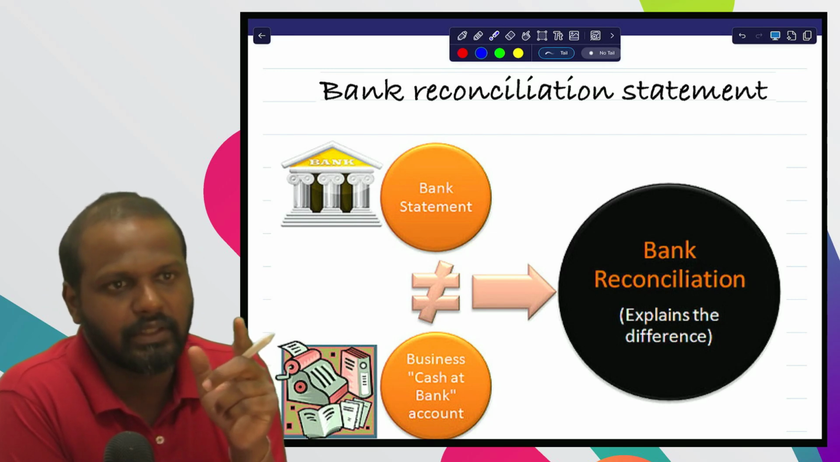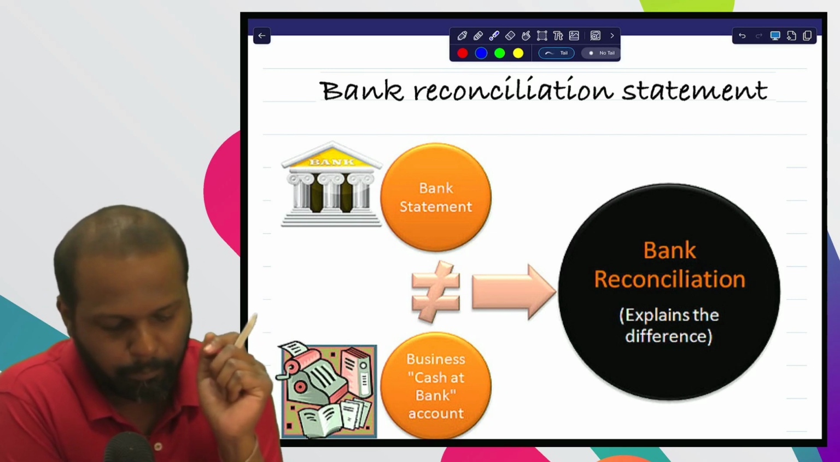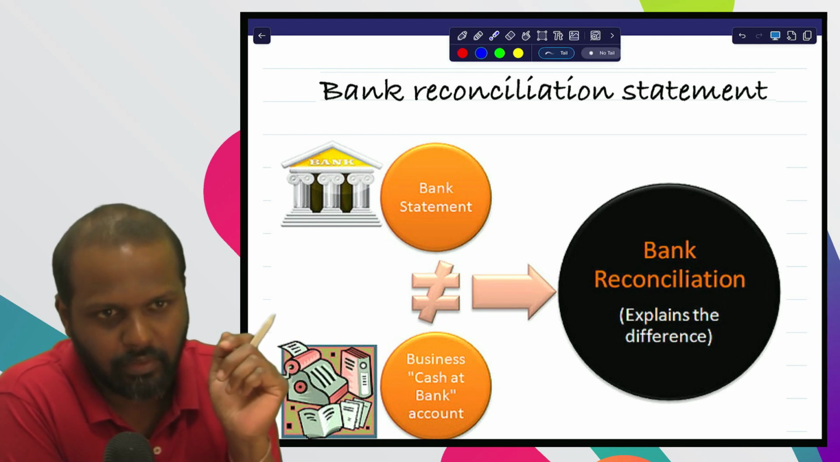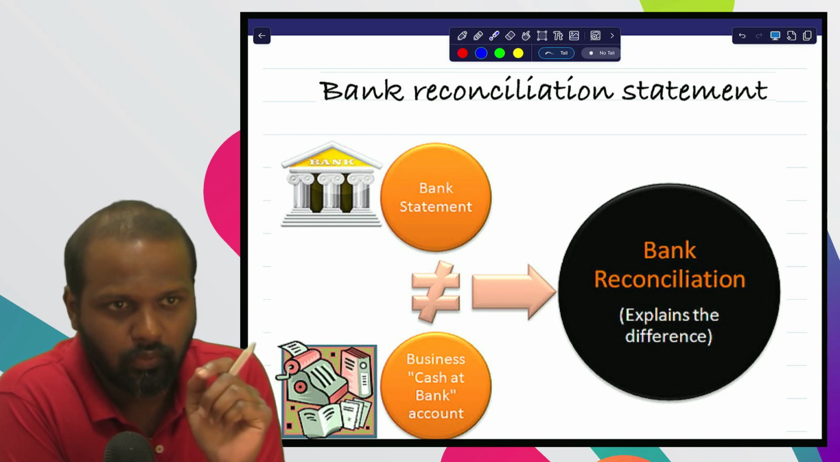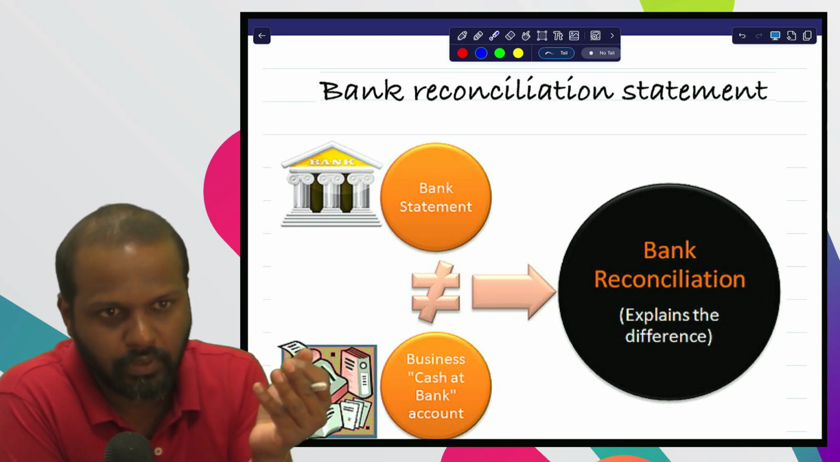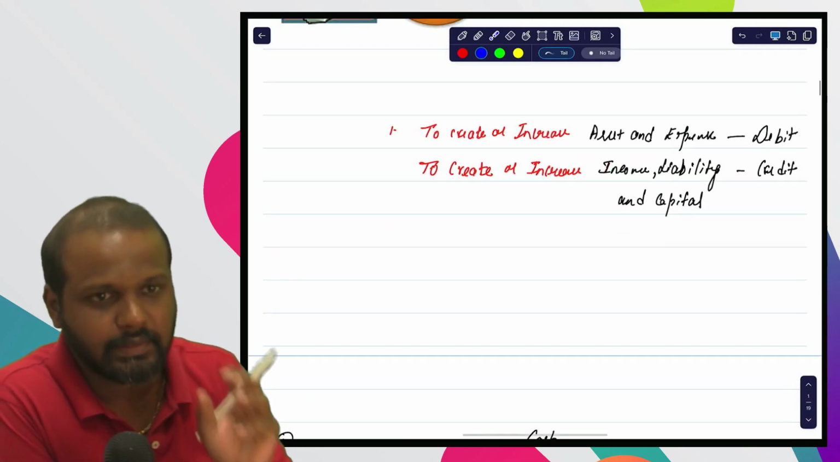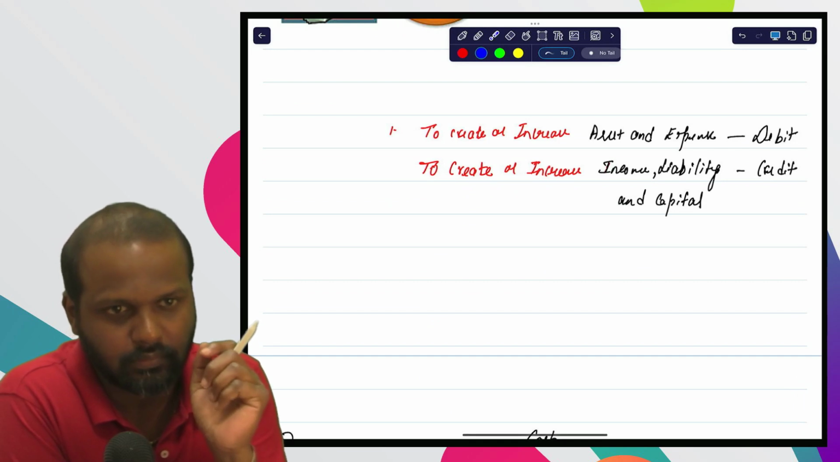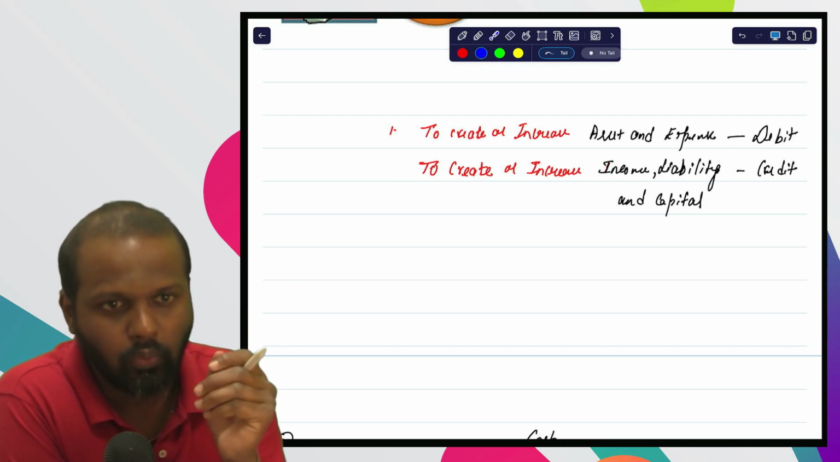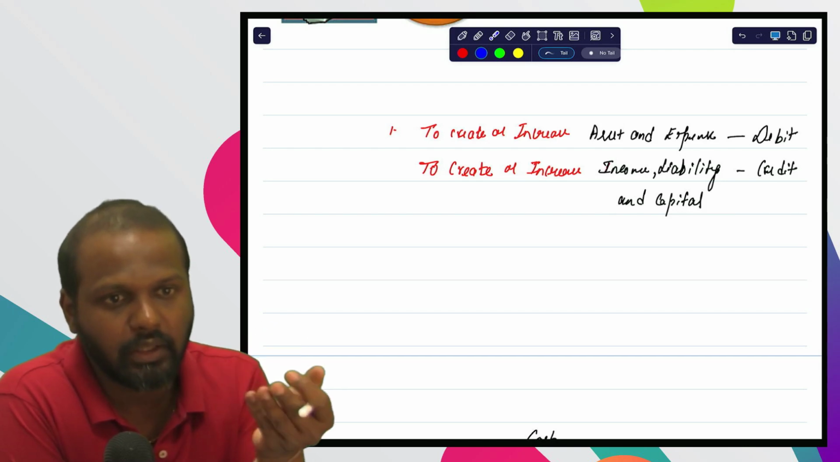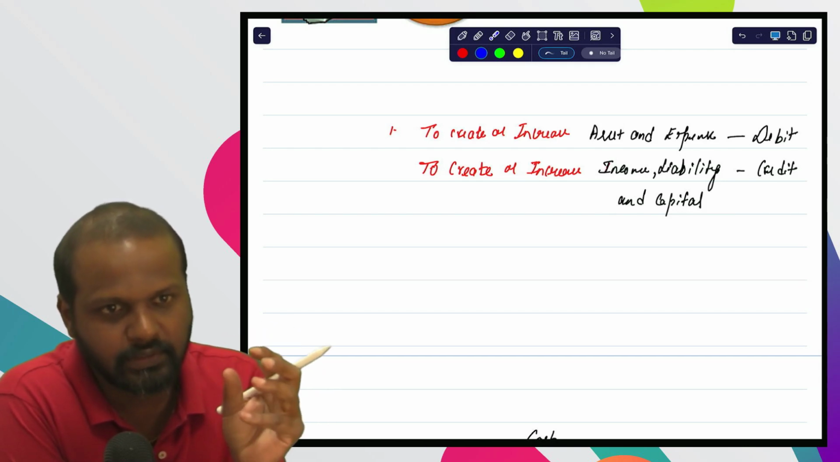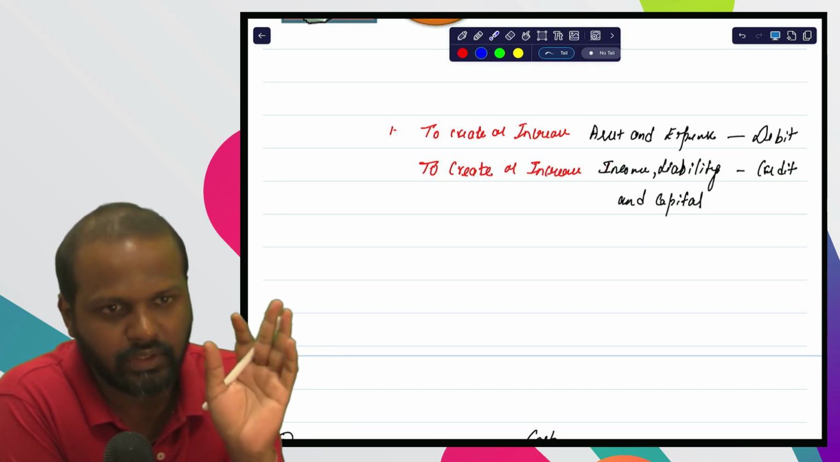So in today's lecture we are going to discuss bank reconciliation statement. Before we start discussing this particular topic, I just want to explain some basics of accounts, how transactions are recorded in the books of accounts. Some basics I'm going to explain and then we are going to start with the chapter.